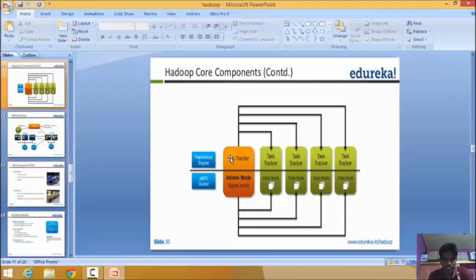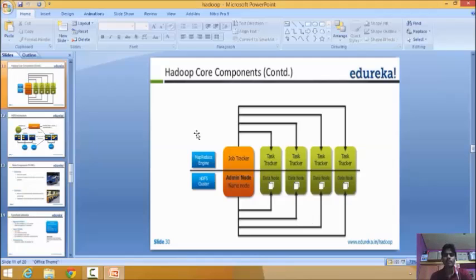See the name here, job tracker. What do you understand by this? First, let us understand what is job tracker, what is name node, what is data node, what is tracker. Just remember, how many of you know about what are daemons? Daemons.